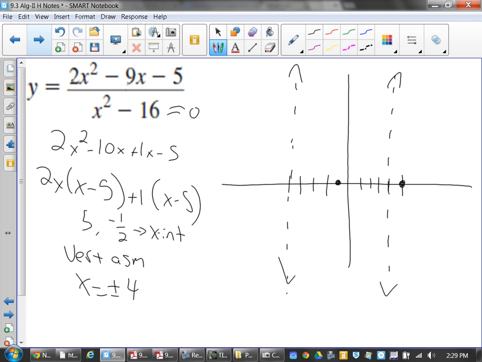Okay? And now you look for your possible horizontal asymptote. Notice again you have the same degree on top and bottom. So where does it go from there? 2. So we have a horizontal asymptote at y equals 2. Now when you put that in your graphing calculator, you're going to see something pretty funky.